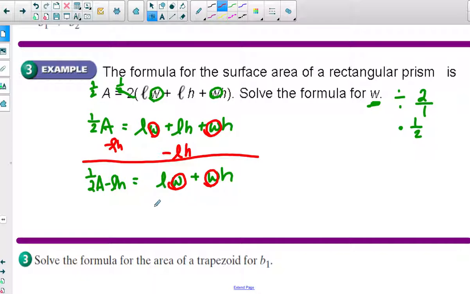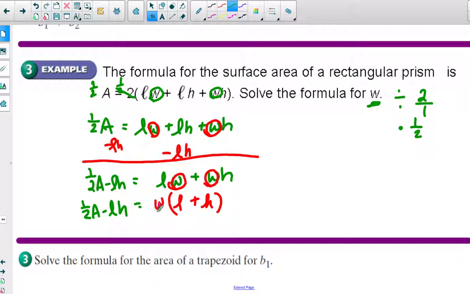And factoring is similar to division, but it isn't a process where it goes into it evenly. You're just pulling it out, and it's still visible. It's still part of the expression or the equation. It's just being factored out of the terms that you have within the parentheses. So factoring out this W leaves an L, plus factoring out a W here leaves an H, sorry. And then we still have 1/2 A minus LH on the left.